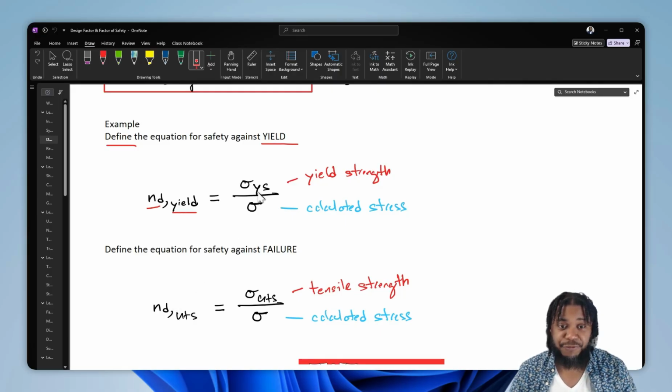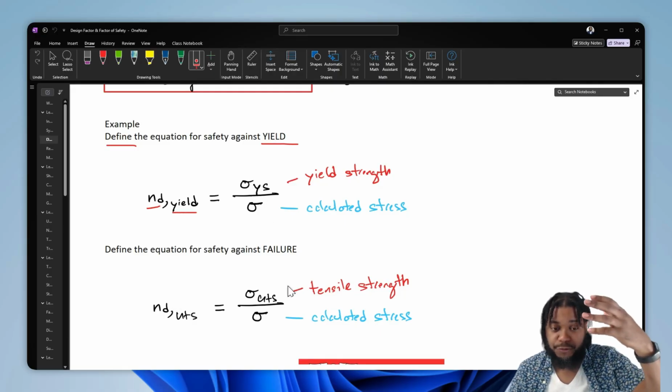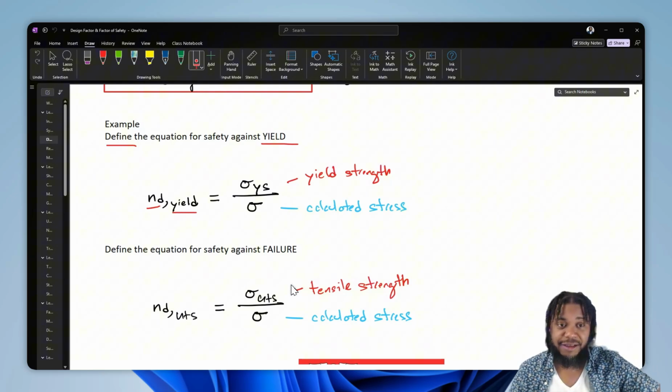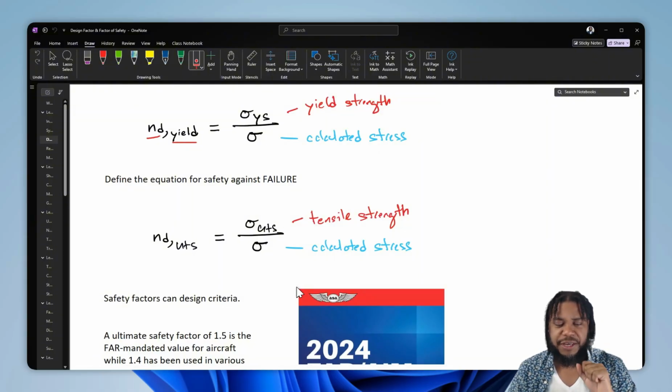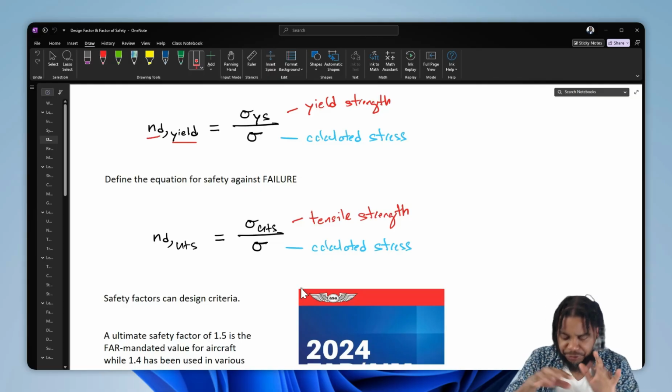Now, this same framework, material property in the numerator, calculation in the denominator, is how we are able to apply safety factors to many different things, whether it's yielding or failure or fatigue cycles to failure, or even things like critical crack length, a crack growing in our structure. If it gets to a certain size, our part will fail. Well, we can define a factor of safety for that.